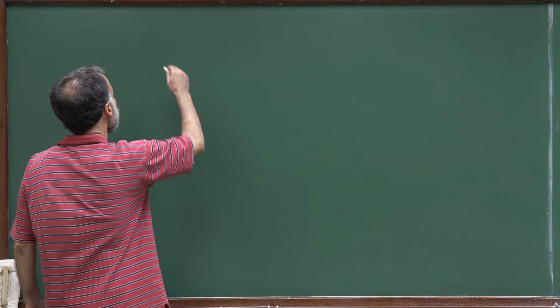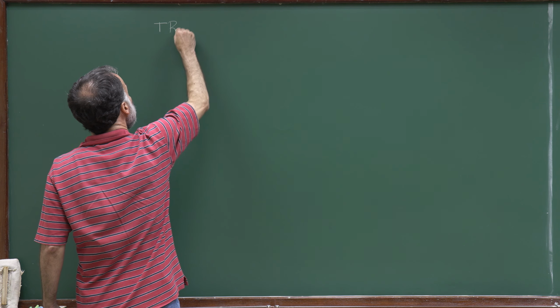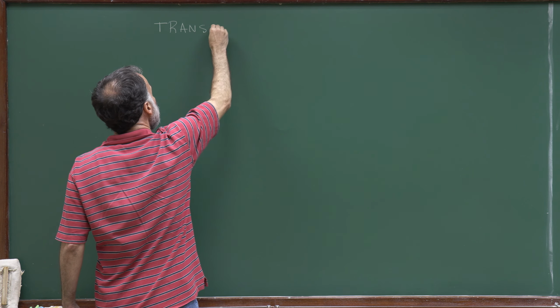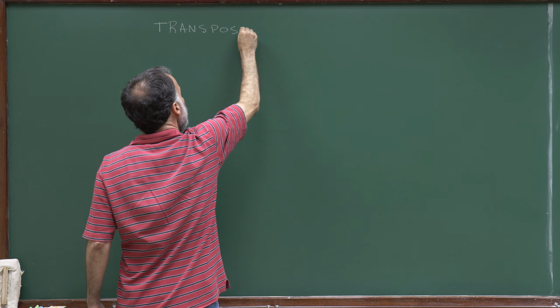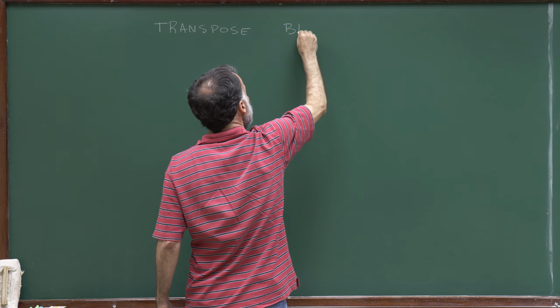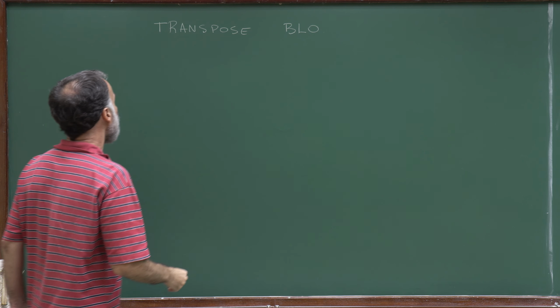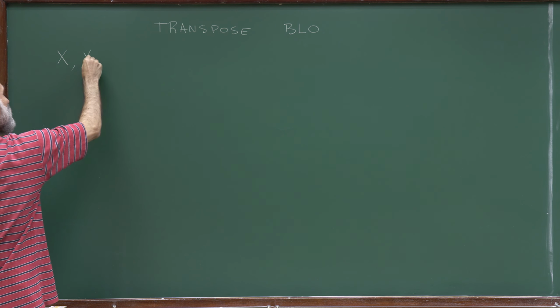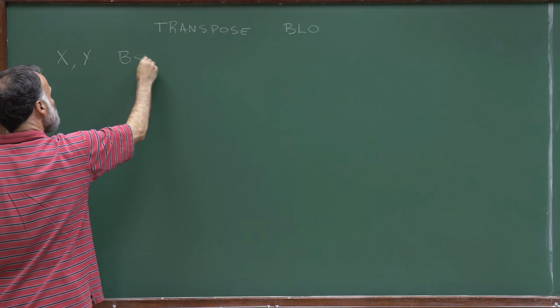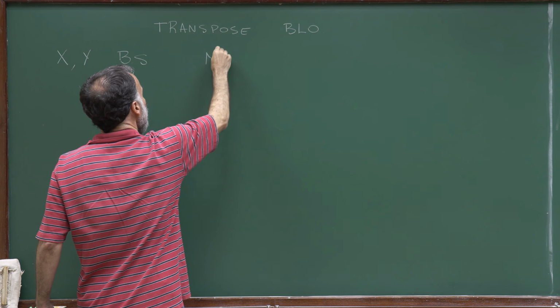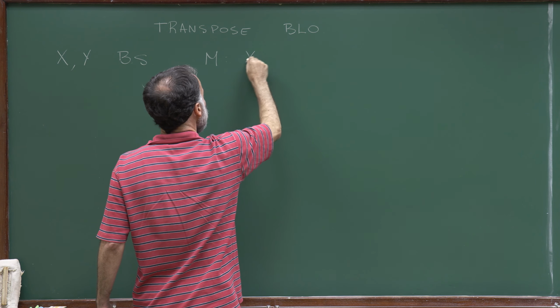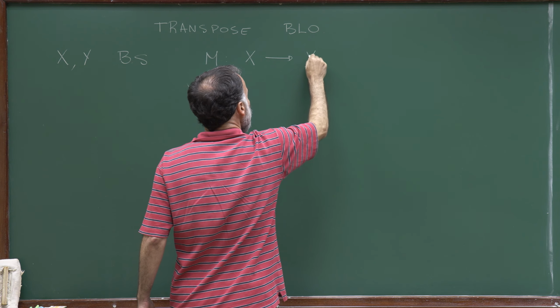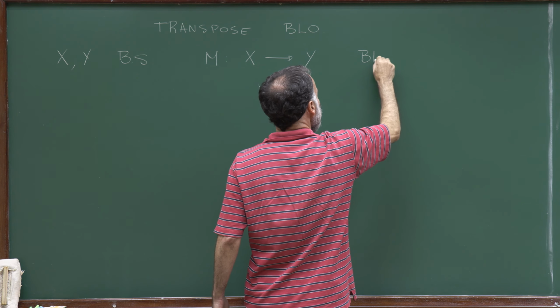So in this lecture, I will discuss the transpose of a bounded linear operator. So the setup is the following. We have X and Y Banach spaces, and a map M from X to Y, which is a bounded linear operator.